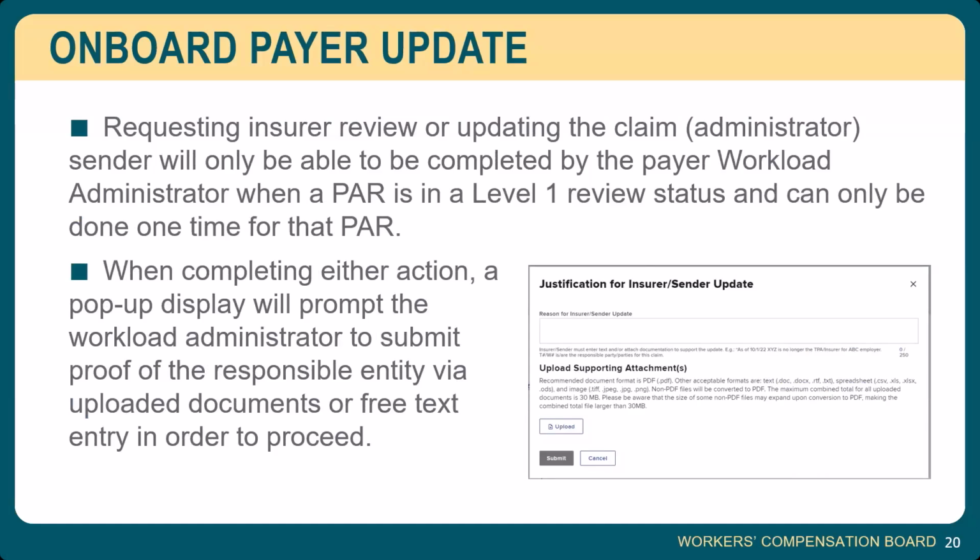When completing either action, a pop-up display will prompt the workload administrator to submit proof of the responsible entity via uploaded documents or free text in order to proceed. So in that example I used before, if the TPA changed on July 1st, you'd be able to type in that free text box the relevant information and proceed with the update. Again, we will be releasing further information in the near future with a release date, but this is all based on feedback from the claim administrator community, asking for the ability to move those versus having to deny them.